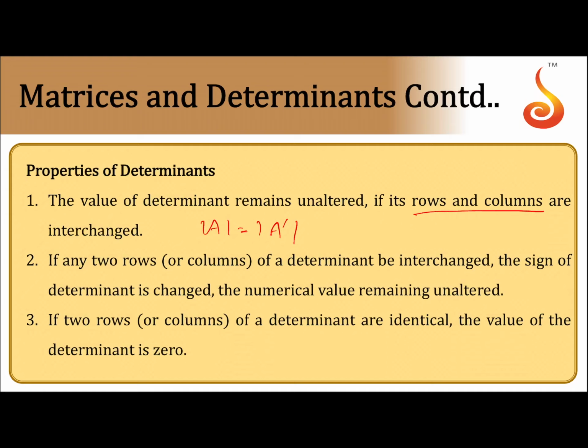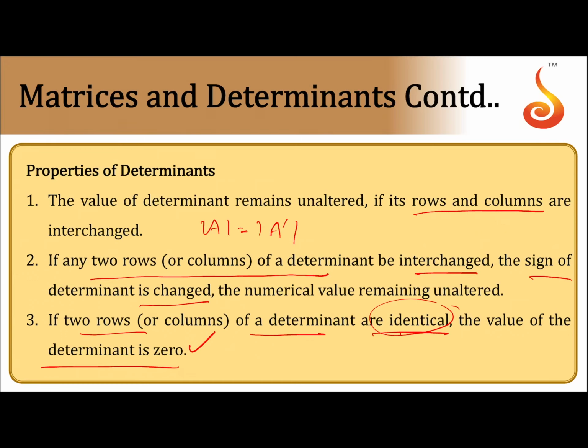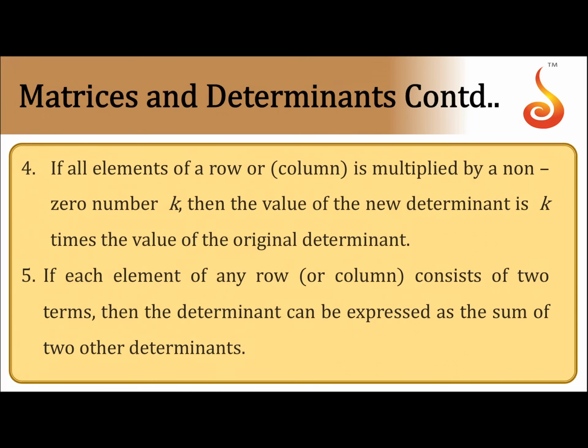Whereas the sign of the determinant changes when any two rows or any two columns are interchanged. And when two rows or two columns are identical, then the determinant is always 0. That means when two rows or two columns are identically equal, the value of the determinant is equal to 0.